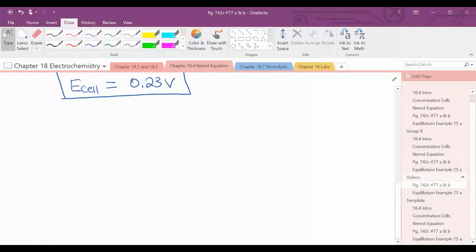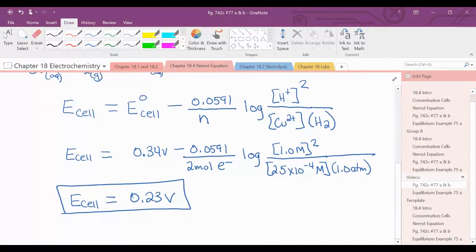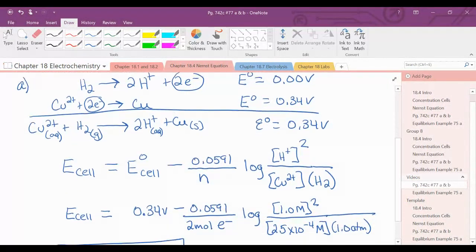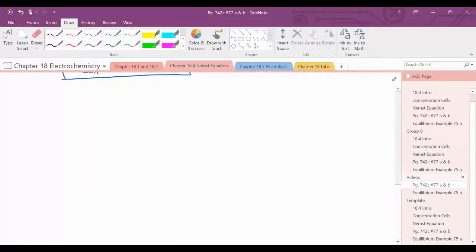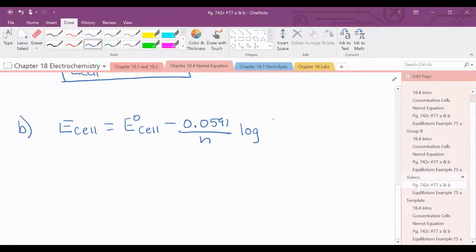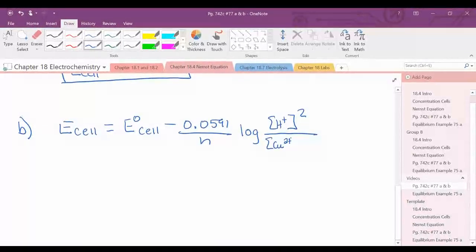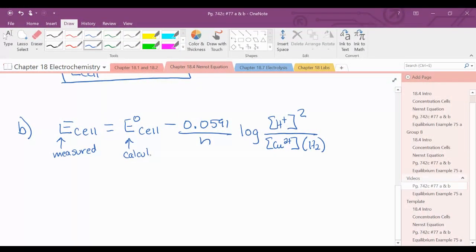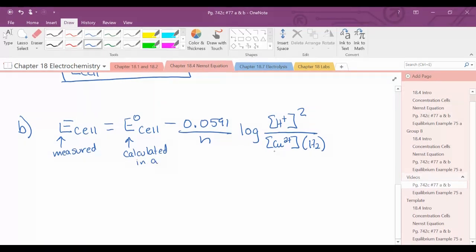So in B, we're going to be using the same half reactions and total reactions, and we know our cell potential is 0.34. We don't have to do that work again. So for the equation, E of the cell equals standard cell potential minus 0.0591 divided by n, the log of Q, which is products divided by reactants. So this was measured. This was calculated in A. This is what we're trying to find.